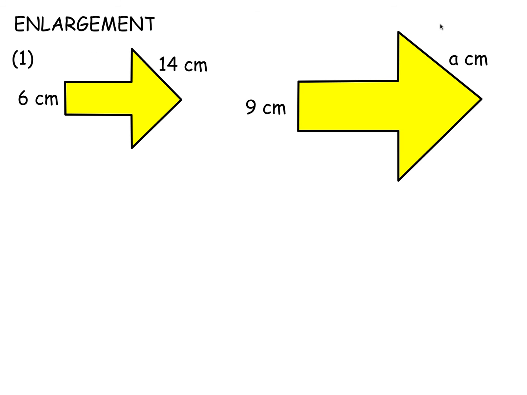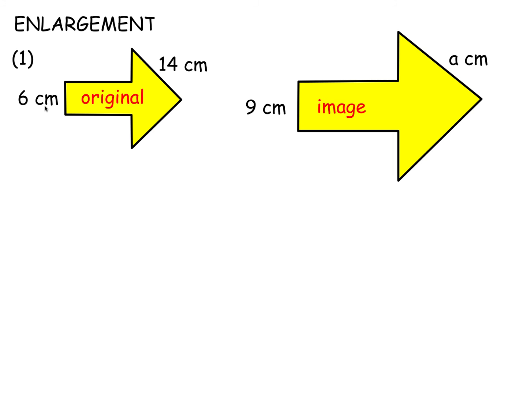Now, here's an example where you'd apply scale factors to similar shapes. So these two shapes are similar. The one on the left has been enlarged to the one on the right. We're trying to find out this edge here, the one with the letter on it. So the one where we're trying to find out the value of the letter we call the image, and the other one's the original. And for the scale factor we put image over original.